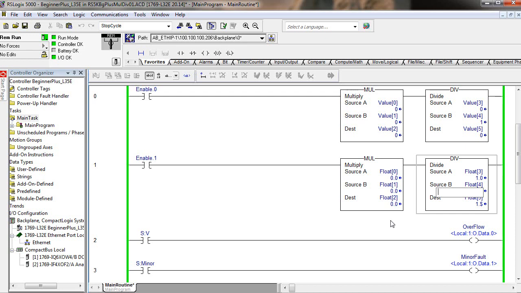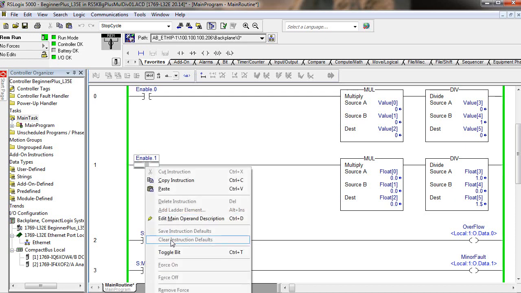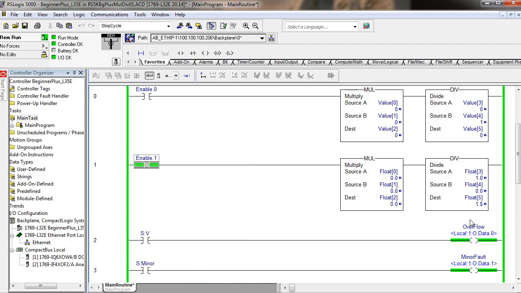Let me leave that 0 and enable it again so you can see that it's faulted. Now I'm going to change it to 1. And you'll see as soon as that's accepted, it's no longer setting the overflow and the fault bit. Is the minor fault bit still active? No. Then I had you edit your logic as shown.